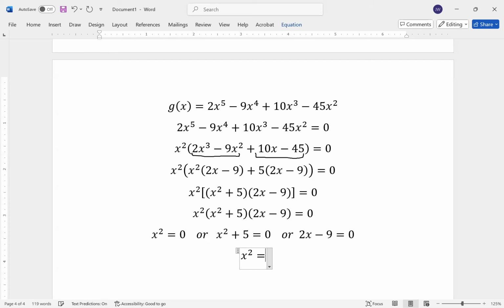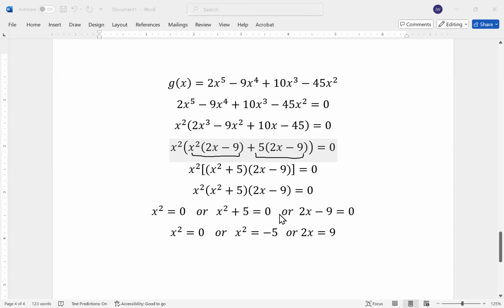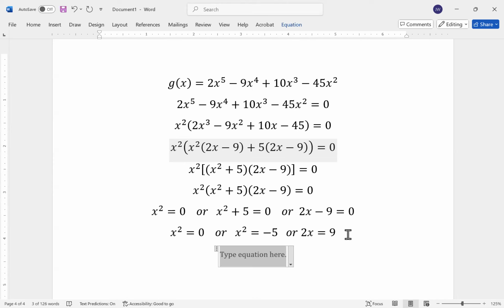Let me clean that up a little bit. So x squared could be 0. X squared could be equal to negative 5. Or, not x squared, 2x could be equal to 9. Now, let me cancel that. I get a couple of different solutions, but 2 of those are going to be imaginary number solutions.